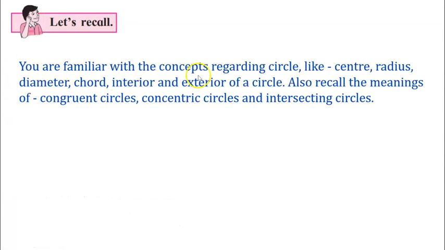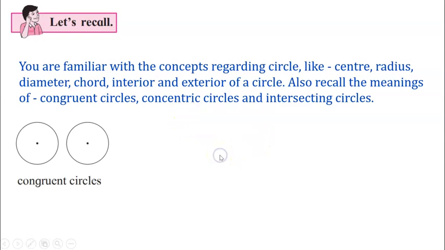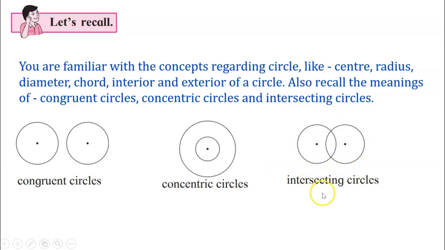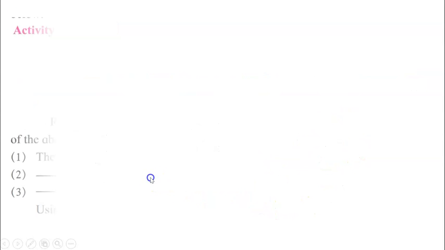You are familiar with the concepts regarding a circle like center, radius, diameter, chord, interior and exterior of a circle. Also recall the meanings of congruent circles, concentric circles and intersecting circles. Okay, now see this here. These are congruent circles. They have the same radius. Concentric circles have the same center. And these are the intersecting circles.